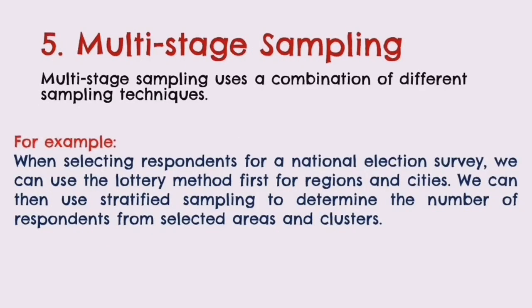Number 5, multi-stage sampling. Multi-stage sampling uses a combination of different sampling techniques. For example, when selecting our respondents for a national election survey, we can use the lottery method first for regions and cities. We can then use stratified sampling to determine the number of respondents from selected areas and cluster.